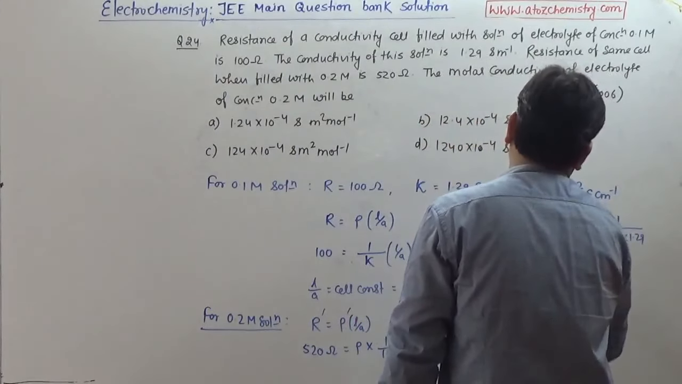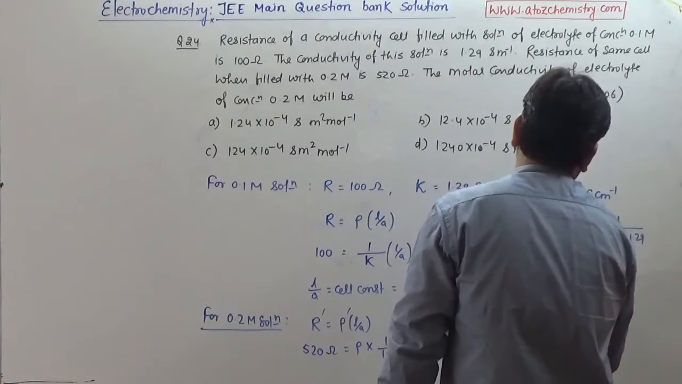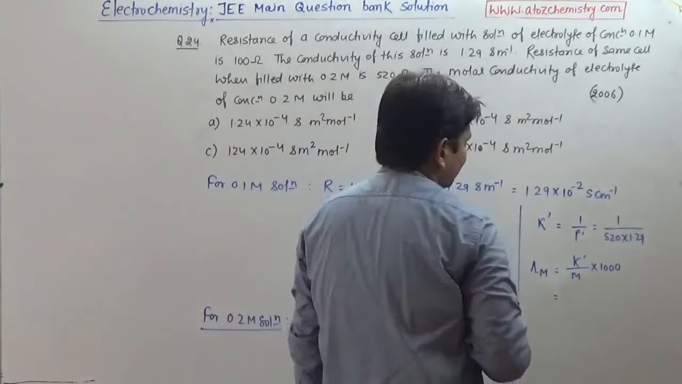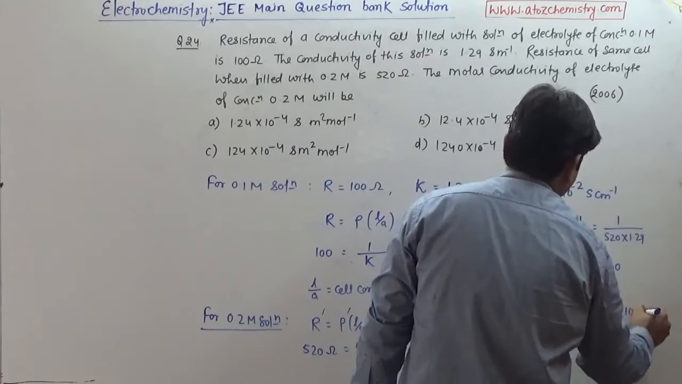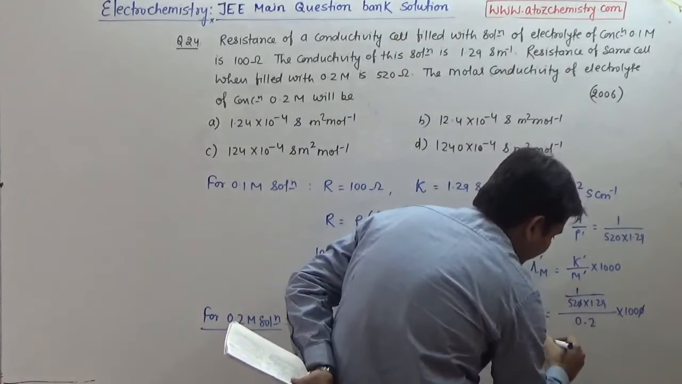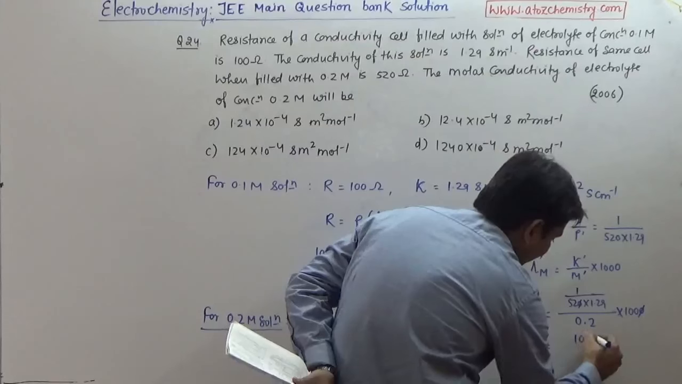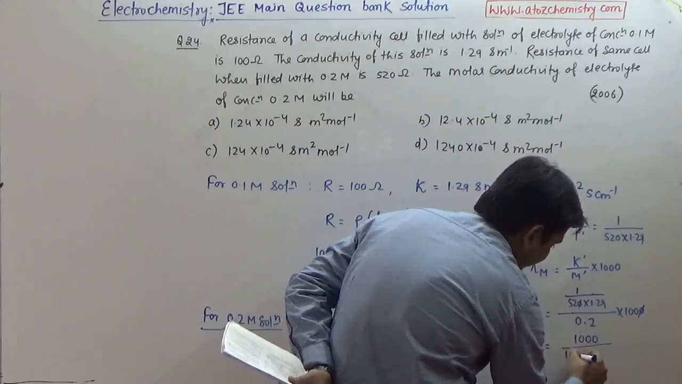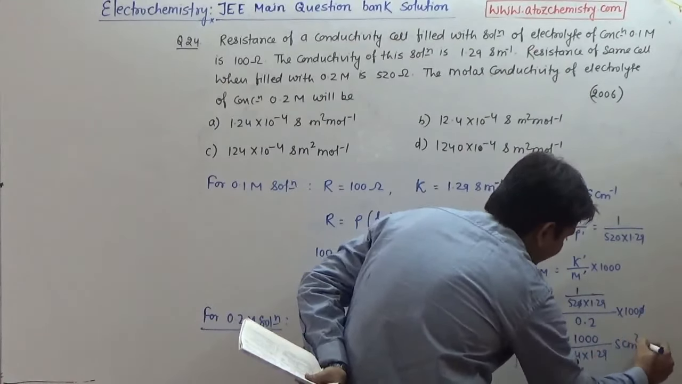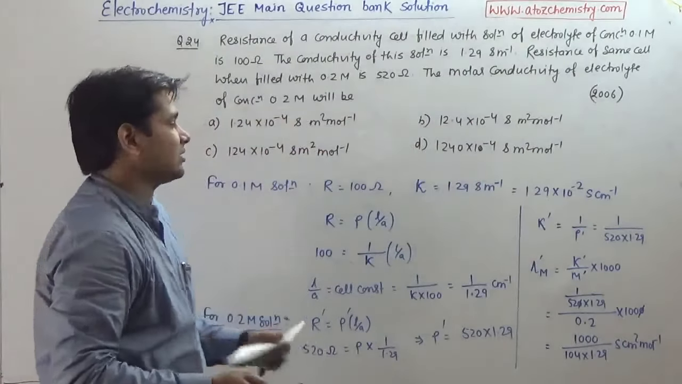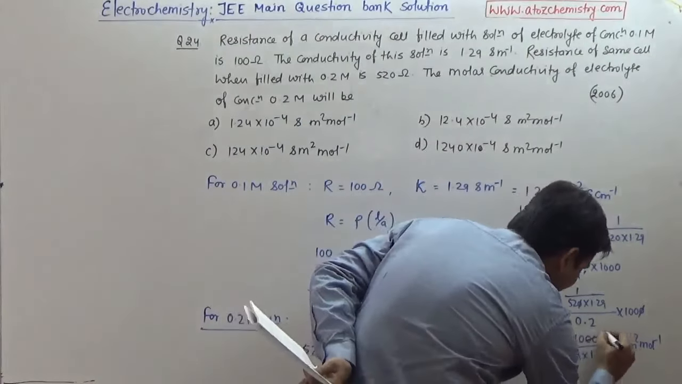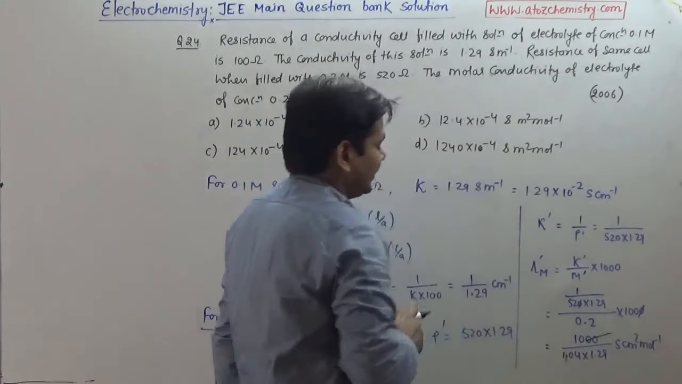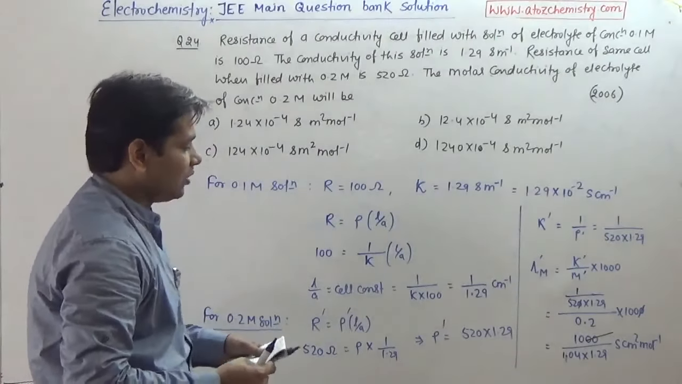We have to calculate molar conductivity. Molar conductivity is nothing but kappa dash divided by molarity into 1000. This is the relationship. I am using length in centimeter only. So kappa dash is equal to 1 by 520 into 1.29, divided by molarity 0.2 M into 1000. If we divide, this is going to be equal to 1000 divided by 104 into 1.29 Siemens centimeter square mole inverse. This is the data given, Siemens centimeter square mole inverse.